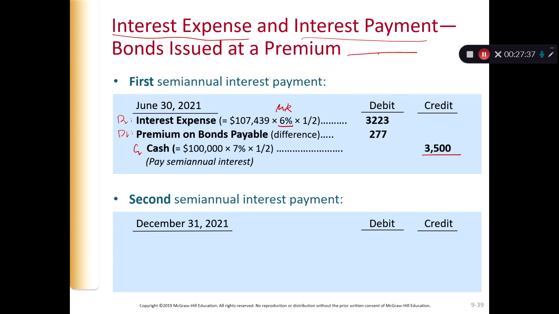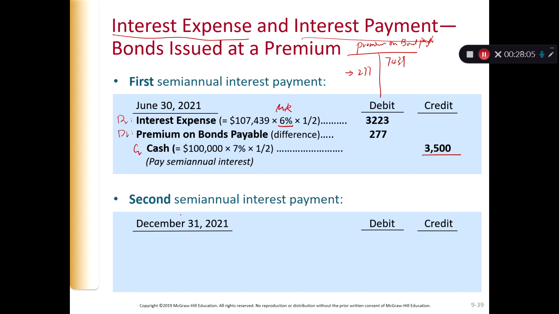So if we draw the account, premium on bond payable, it actually originally has a credit side balance of $7,439, and then in the first period we take $277 out on the debit side, right?